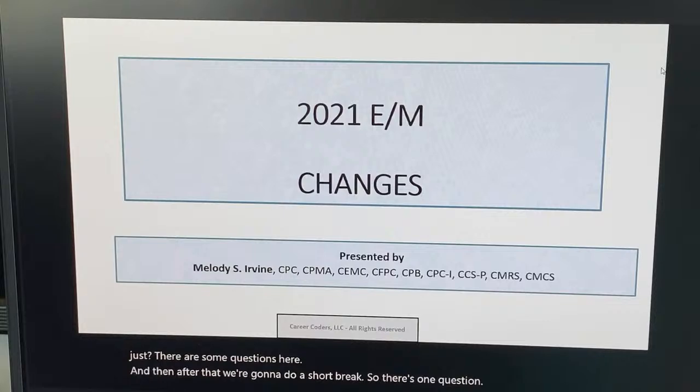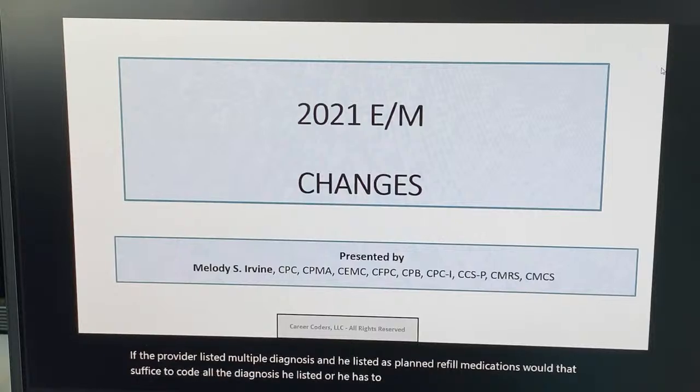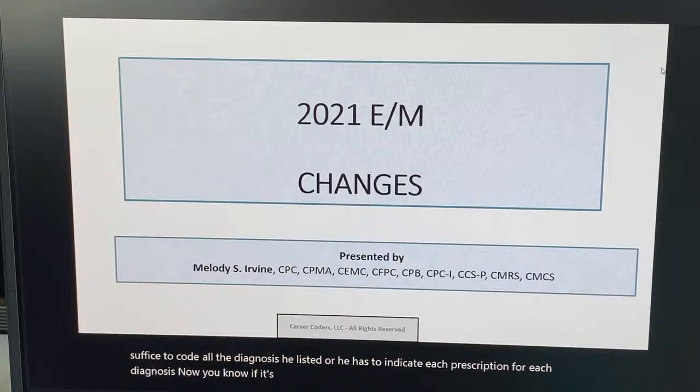If the provider listed multiple diagnoses and listed refill medications in the plan, would that suffice to code all the diagnoses he listed, or does he have to indicate each prescription for each diagnosis? No, if it's in their past history and all he's doing is refilling a prescription, you're not going to bill for it because they're not addressing it. But he can refill the prescriptions. Just make sure it's documented so you can get points for it.